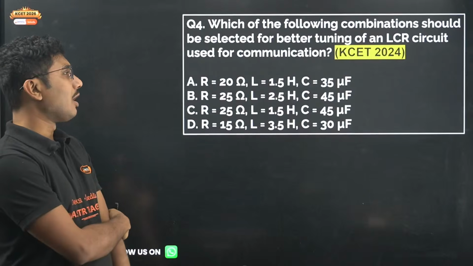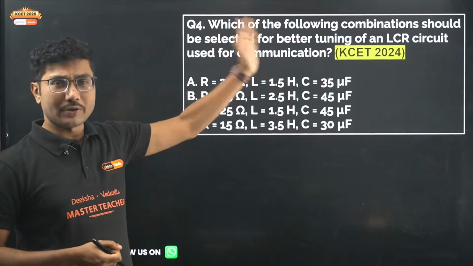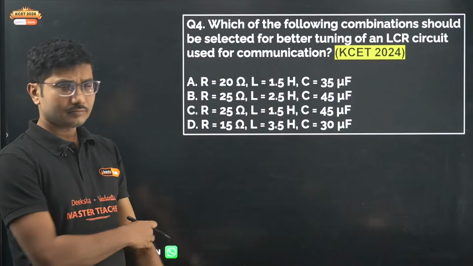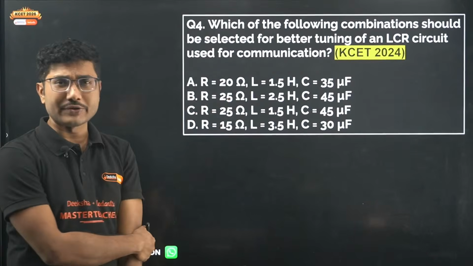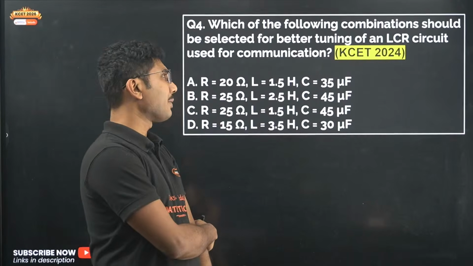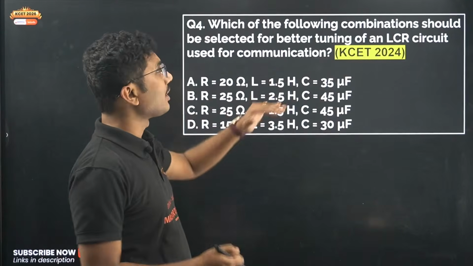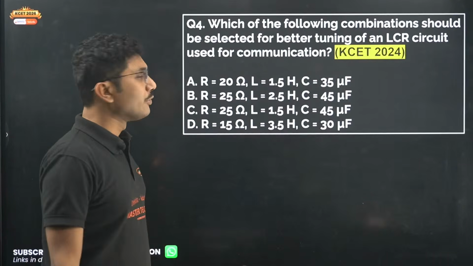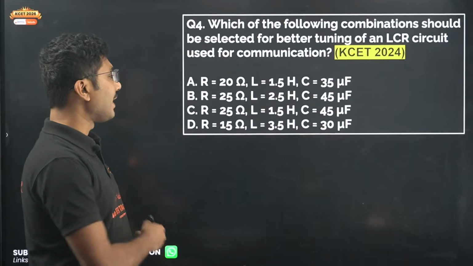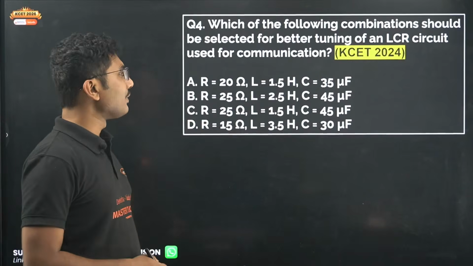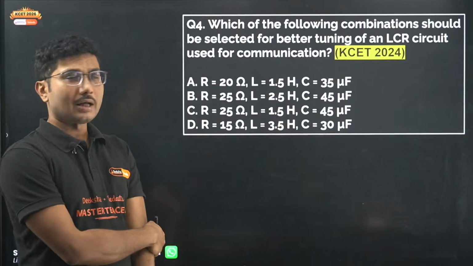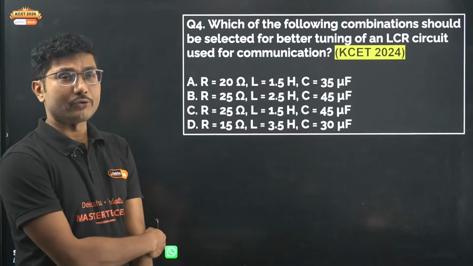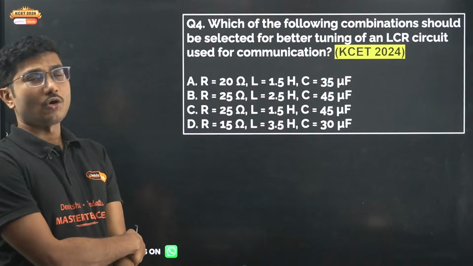First of all, if the frequency is given, if you know the frequency, then you can see which one of them will give you the correct resonance frequency. Based on that you can choose. But here frequency is not given. They have directly asked which of the following is better. You could find the impedance, but to calculate impedance also you need to know the frequency, and frequency is not given.